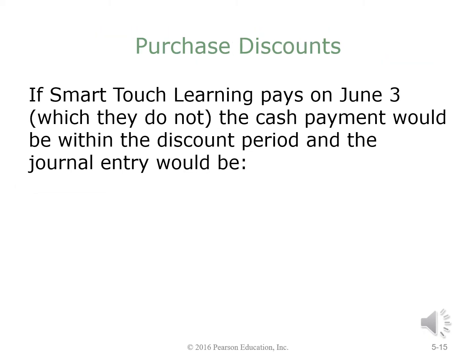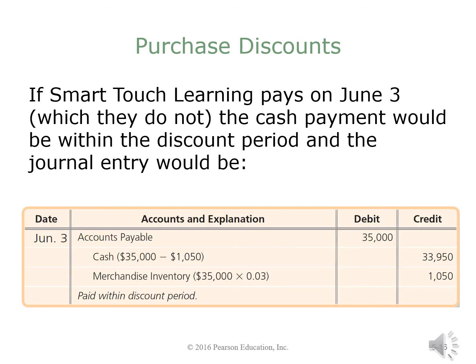We're going to play the if game for a minute. If SmartTouch Learning pays on June 3, that's just 2 days after they arranged for the purchase, they do not, but what if they do? The cash payment would be within the discount period. What would be the journal entry? Playing the if game, if SmartTouch Learning pays on June 3, this would be our journal entry.